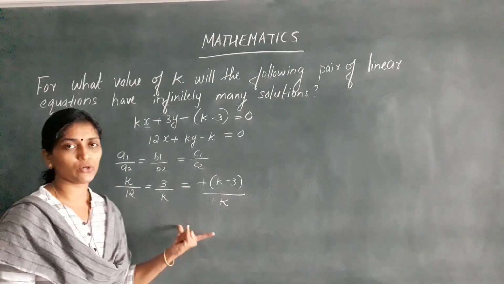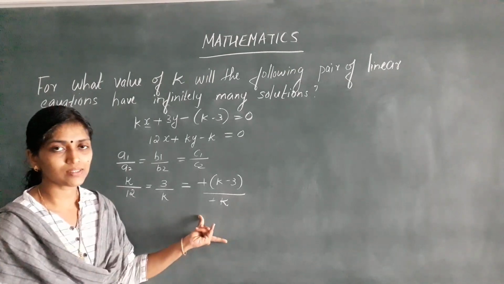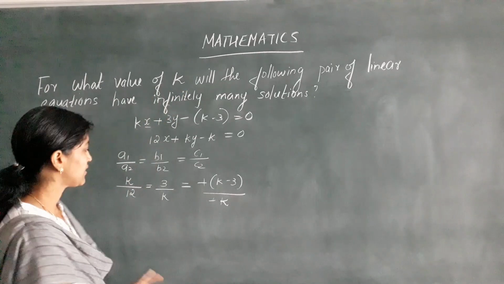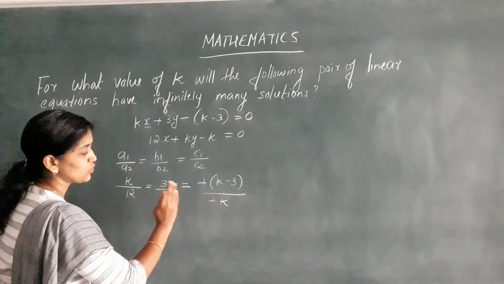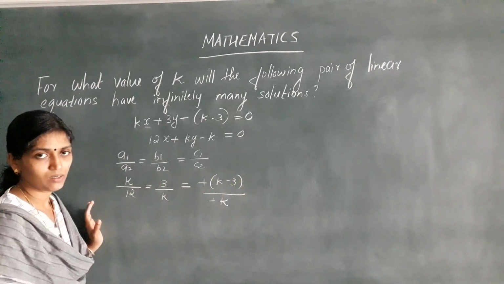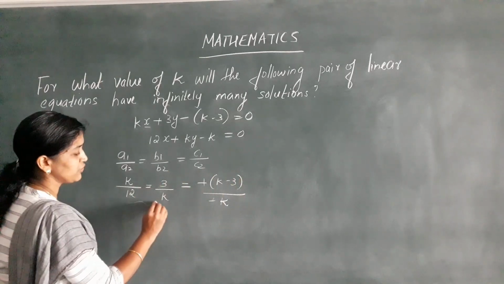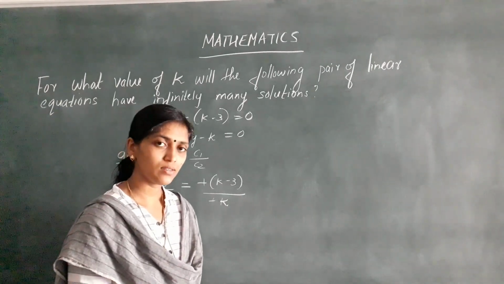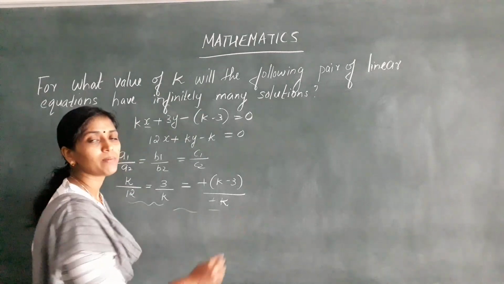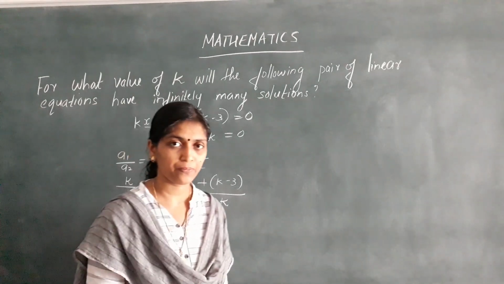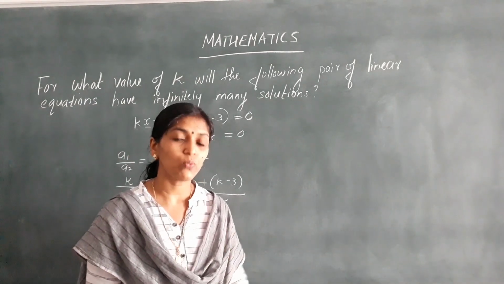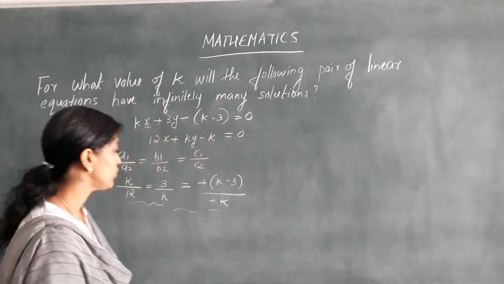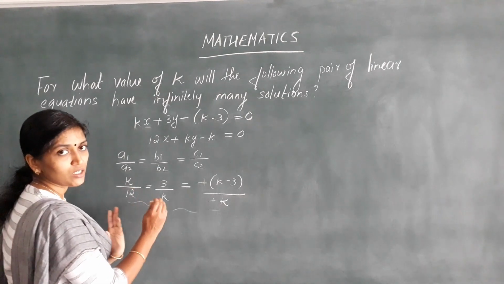And from this ratio, comparing the ratios, you have to get the value of k. Here you can see there are 3 ratios to compare. When you compare the first two, you may get a value for k. And when you compare the next two, sometimes you may get another value for k. You have to take the value of k which is common to both comparisons. That is, for no solution, you have to compare twice.